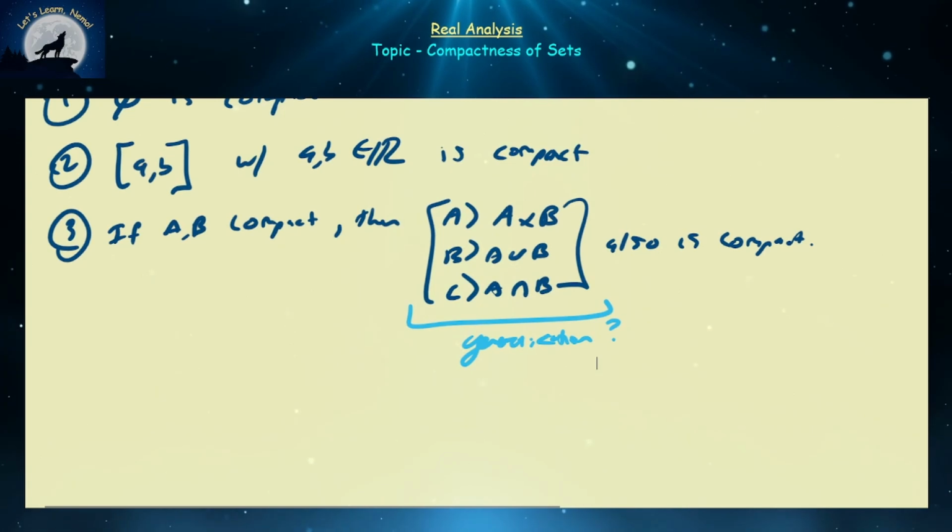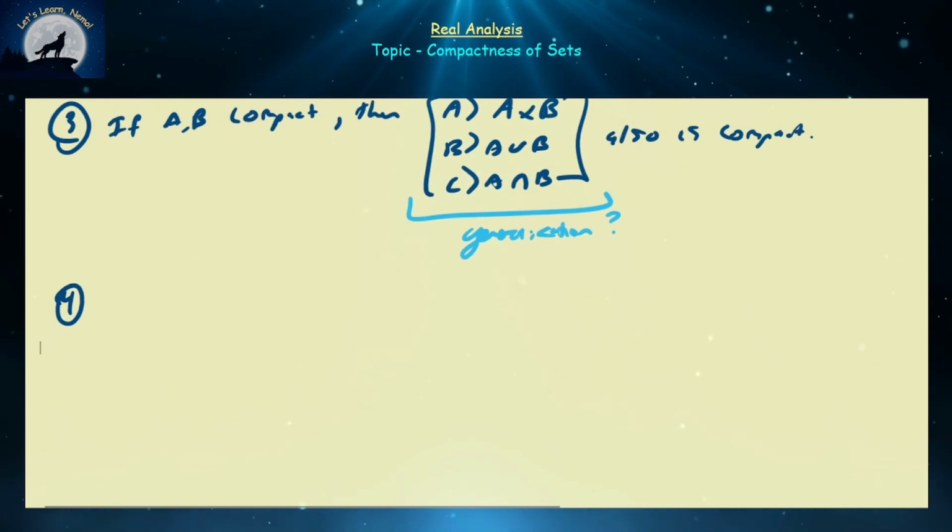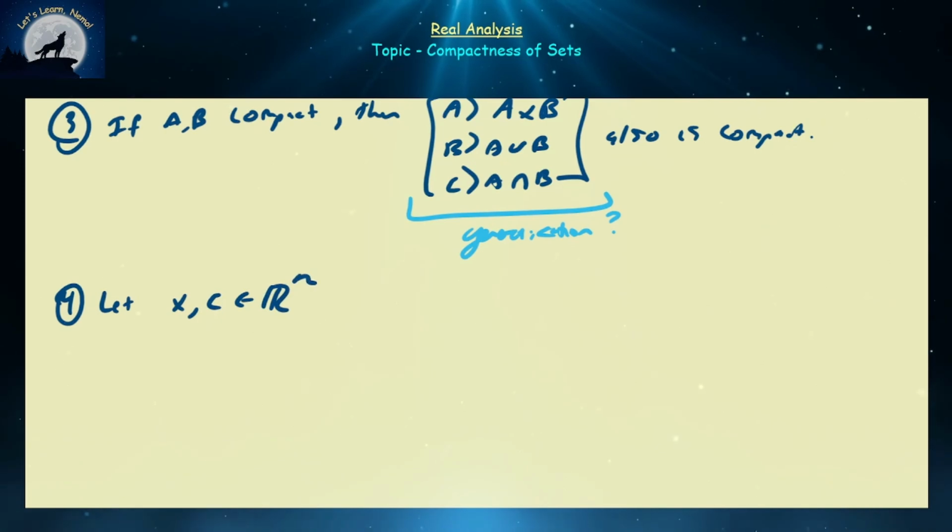Now, one more practical example that is used in so many proofs in other courses is the following one. And let me briefly spell this out just in case you aren't familiar with the notation. Let's assume that x and c are elements of R^n. So now we're not really talking about real analysis anymore. Now we're talking about R to the power of n, the Cartesian product of R with itself n times. And also let's assume that r is a positive real number as well.